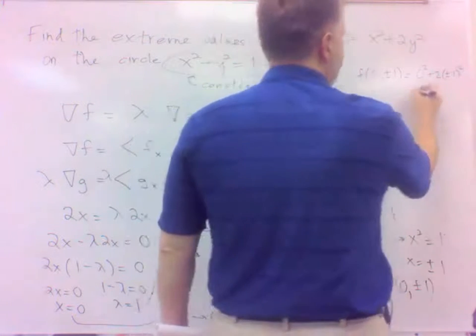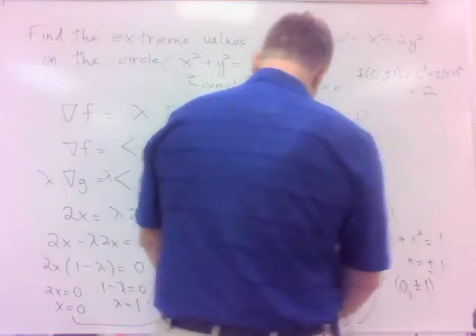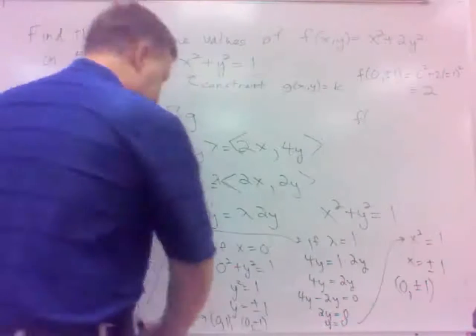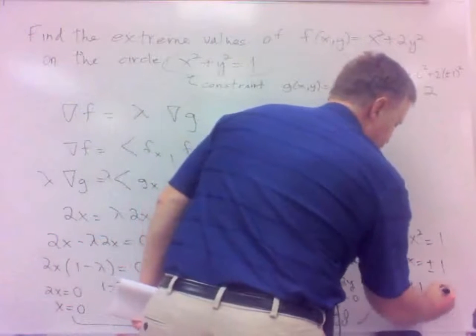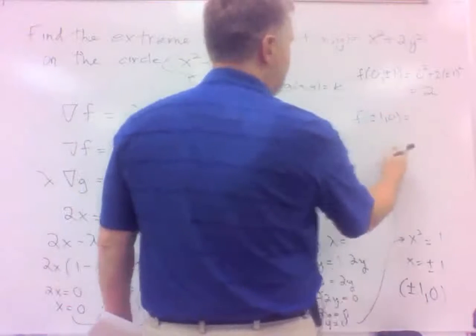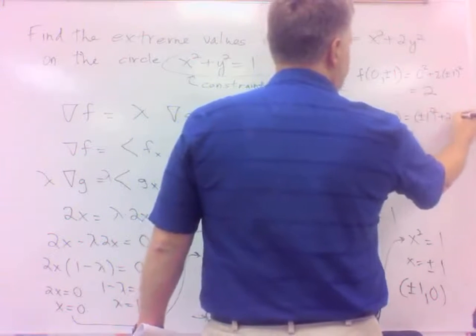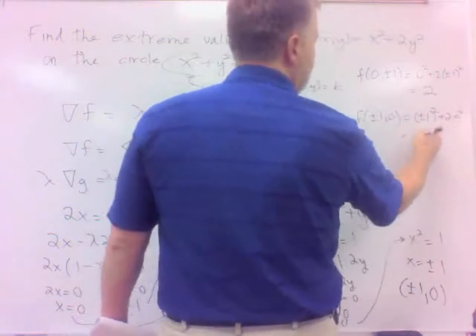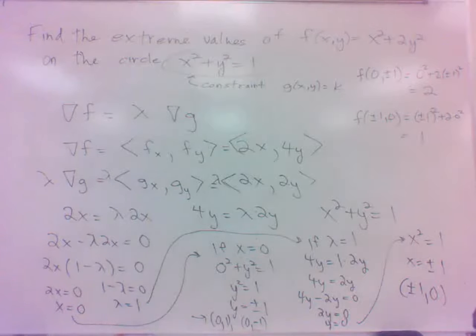It'd just be 2, wouldn't it? Then if we plug in this one, wait, what did I do? Oh, here's what I did. This one's different because this one's plus or minus 1, 0, isn't it? So it'd be plus or minus 1 squared plus 2 times 0 squared. So that would be 1 plus 0, so that would be 1. Yeah, so the maximum is going to be 2. The minimum is going to be 1. It doesn't have a very wide range, does it? Based on this constraint, anyway.